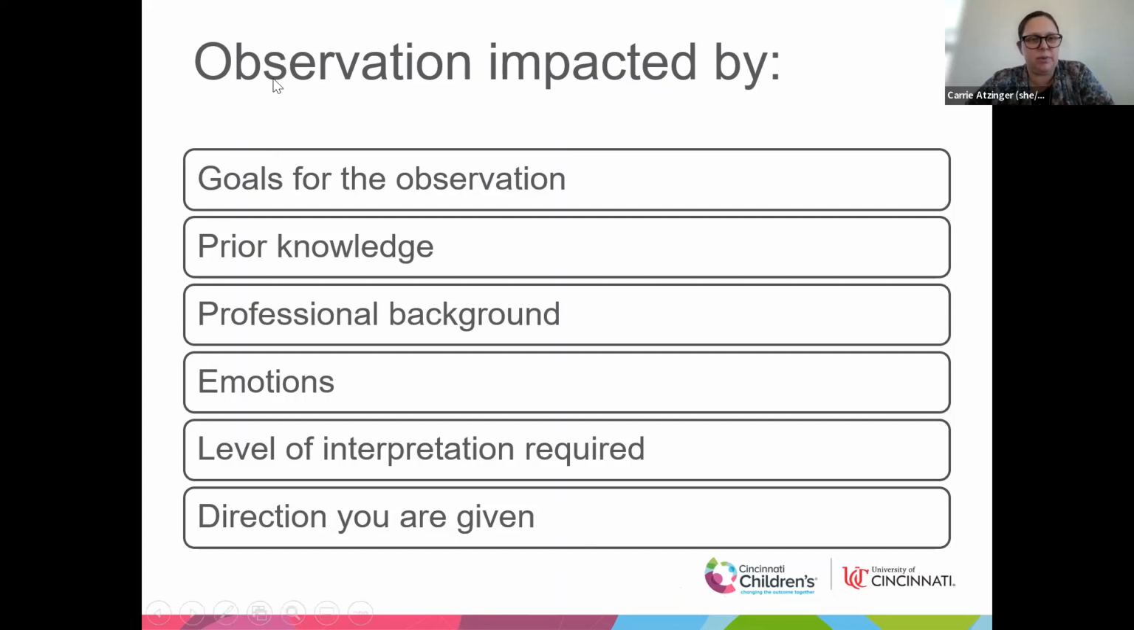And so usually the best observations as a learning tool is when you're given direction of what it is that I'm supposed to be looking for, and what lens am I using when I'm observing.